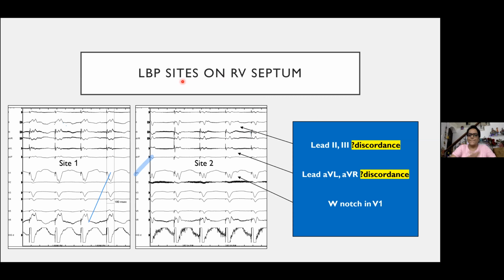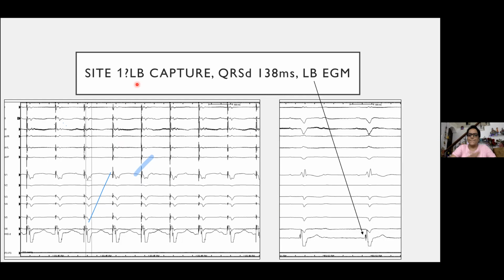So left bundle pacing sites, you can see the classical things. In this patient, the 2 and 3 discordance were not that clear because the QRS was very muddled. But still, you can see an aVL, aVR slight discordance is there. So site 1. Site 1, we have a left bundle capture. And how do you know that we have a left bundle capture? First of all, the QRS gets narrowed.